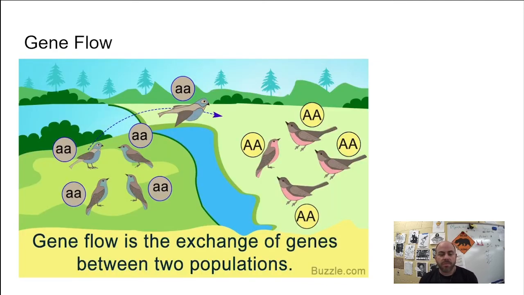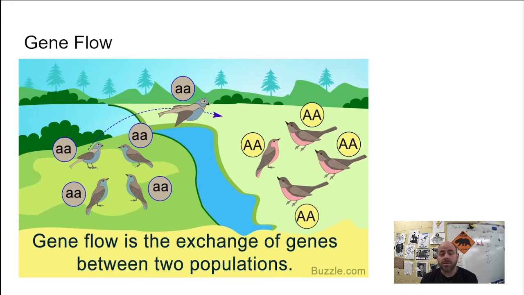Gene flow is the first one. This is where, well, it tells you right there. It's a great thing. Thanks, Buzzle.com. Gene flow is the exchange of genes between 2 populations. Notice the population on the left is all homozygous recessive, all homozygous dominant on the right. Homozygous recessive bird on the left says, I'm done with y'all, I'm going over here. And that's going to change that population, right?